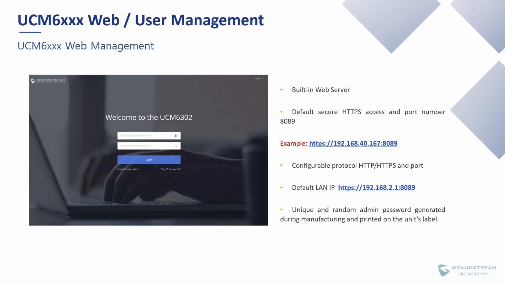The UCM's web server responds to HTTP and HTTPS GET and POST requests. Embedded HTML pages allow users to configure the device through a web browser, and by default the UCM uses HTTPS as web access protocol, and the port number is 8089, and the default LAN IP is 192.168.2.1:8089 for port when using the route mode. By default, the UCM 6000 has redirect from port 80 enabled. Therefore, if the user types the UCM IP address in the web browser, the web page will automatically redirect to the page using HTTPS and port 8089.